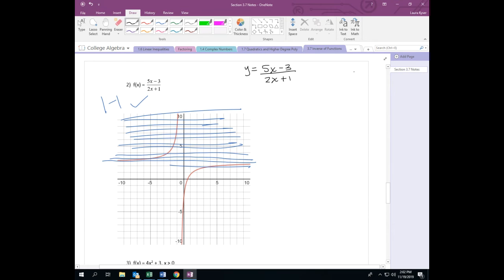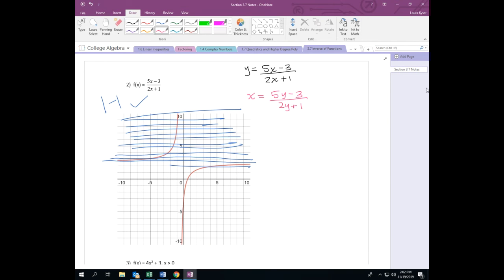Then I need to switch the location of the x and y. And this time there is more than one x in here, so we are going to have two y's. It's going to look like x equals 5y minus 3 over 2y plus 1.